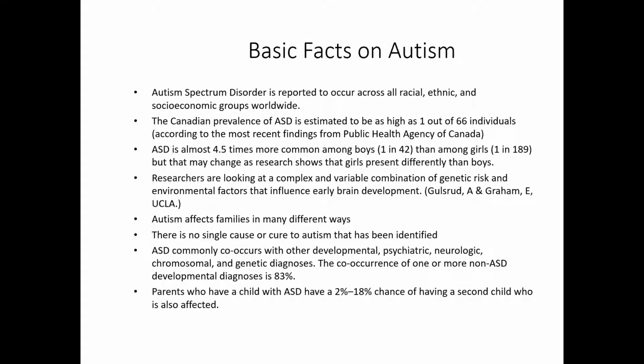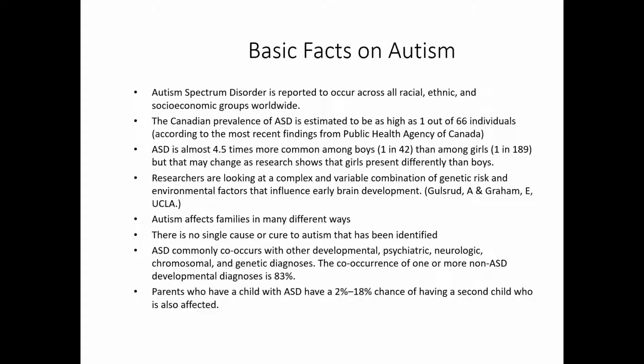So here are some basic facts on autism. Autism spectrum disorder is reported to occur across all racial, ethnic, and socioeconomic groups worldwide. So autism does not discriminate. It is prevalent across the globe amongst all individuals. And the Canadian prevalence of ASD is estimated to be as high as 1 out of 66 individuals. This is according to the most recent findings from the Public Health Agency of Canada. We do anticipate those stats will change and that we will see higher numbers of ASD prevalence, but as of the most recent statistics, it is 1 out of 66 in Canada.